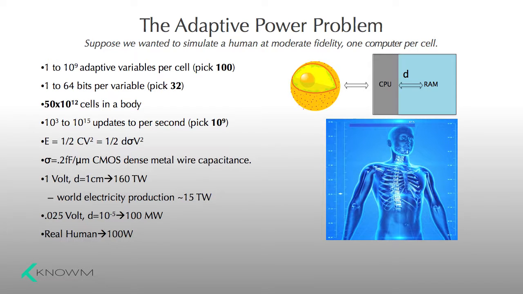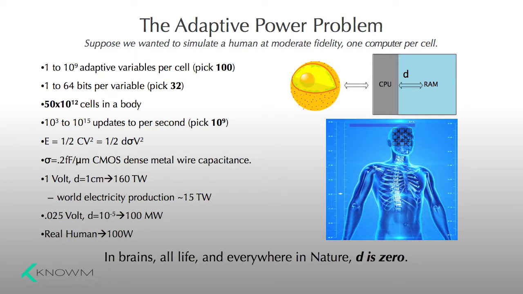So does this strike you as odd? Our computers are amazing, but they're not this amazing. What's going on? The answer is very simple, but a lot of people lose sight of this. In brains, all life, absolutely everywhere in nature, except our computers, D is 0. There is no separation between memory and processing. It doesn't occur anywhere except computers. It's a wonderful idea. It's amazing. But in nature it's 0. We don't expend energy shuttling information back and forth between memory and processing.